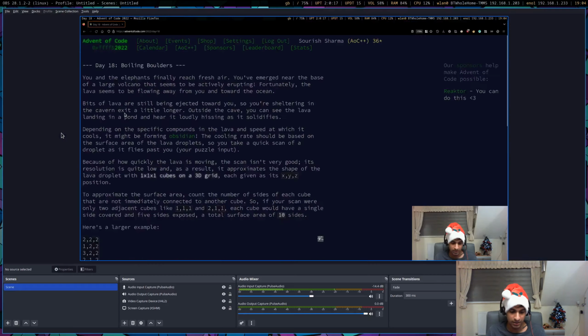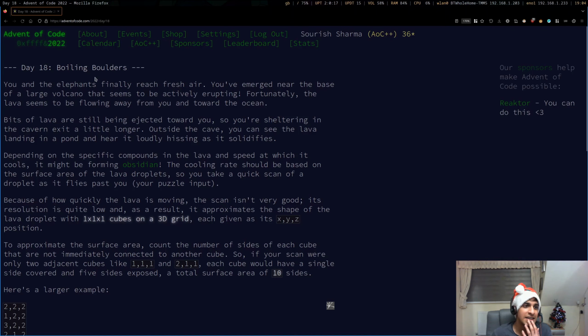Day 18. Check I'm recording. I am. Day 18. Boiling boulders. Alliteration again. You and the elephants finally reach fresh air. You've emerged near the base of a large volcano that seems to be actively erupting. Fortunately, the lava seems to be flowing away from you and toward the ocean. Bits of lava are still being ejected towards you, so you're sheltering in the cavern exit a little longer. Outside the cave, you see the lava landing in a pond and hear it loudly hissing as it solidifies. Eric's a true writer. He should write a novel, to be honest.